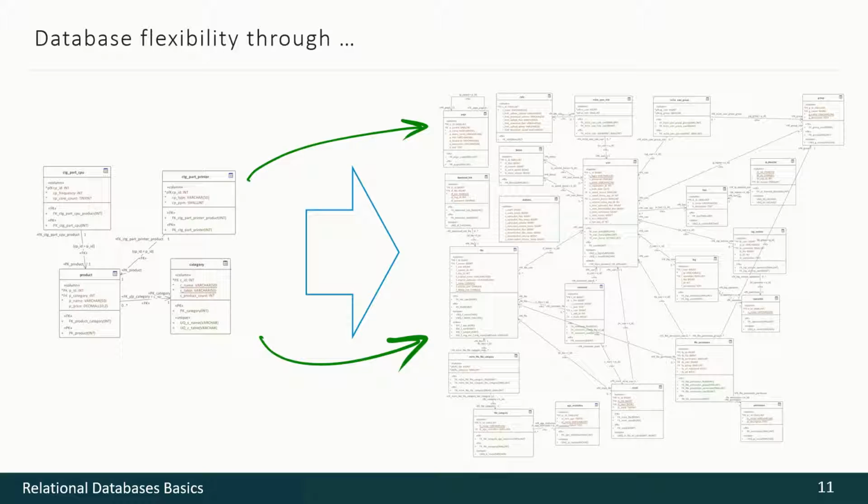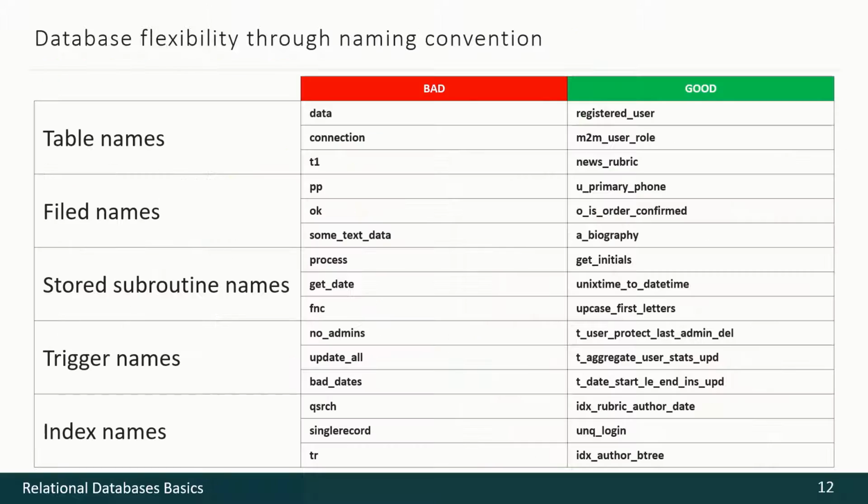Each and every database evolves. In order to make that evolution process easier, our database has to be flexible. So how can we achieve flexibility? With several approaches. The first approach tells us to follow a naming convention.